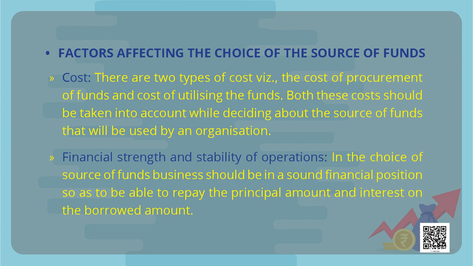Secondly, financial strength and stability of operations. Whenever a company is issuing any sort of security and raising funds through them, it will have an impact on the stability of operations of the company. Some sources do not really affect the operations of the company, while some do. For example, if a company issues a debenture or takes a loan with a high interest rate, it will have to make sure that it has regular funds to pay regular interest, and it has sufficient funds at the time of maturity to repay the principal.